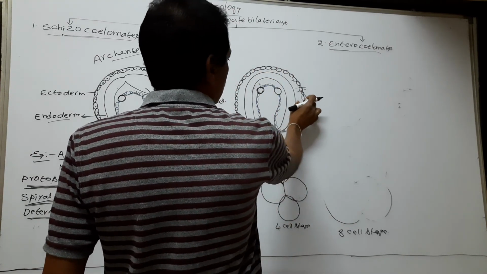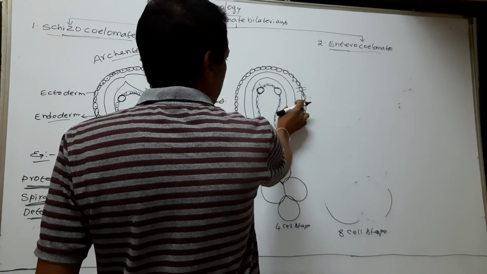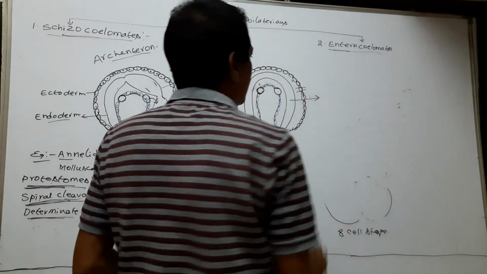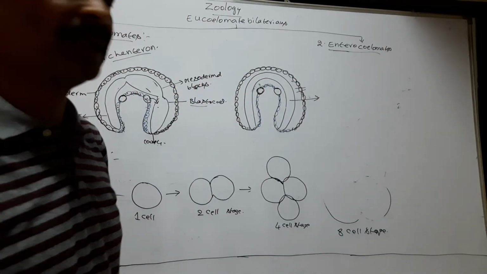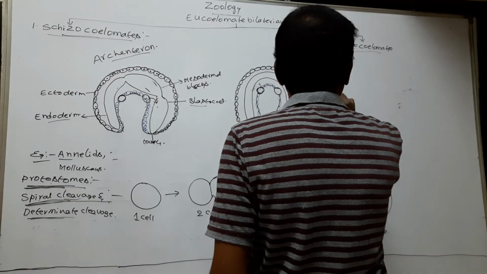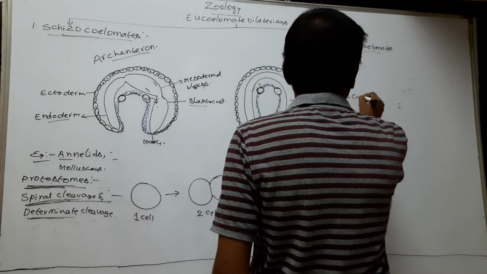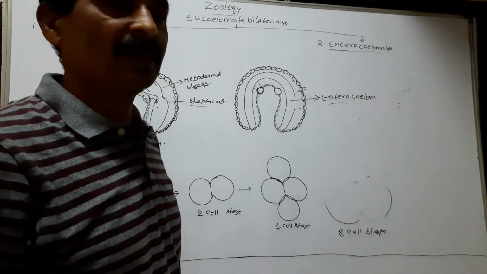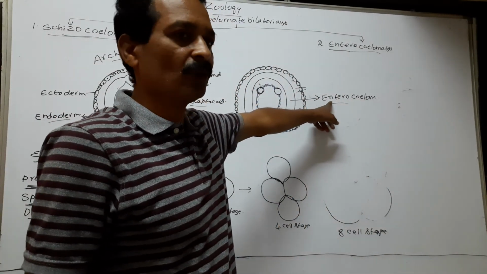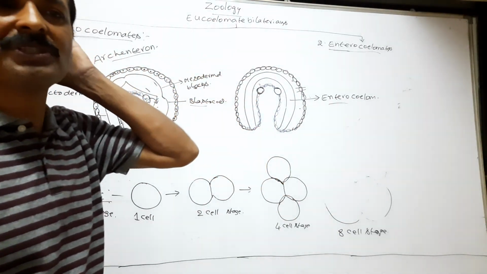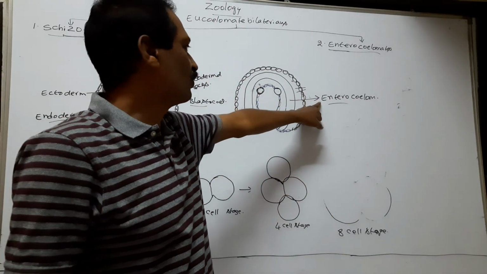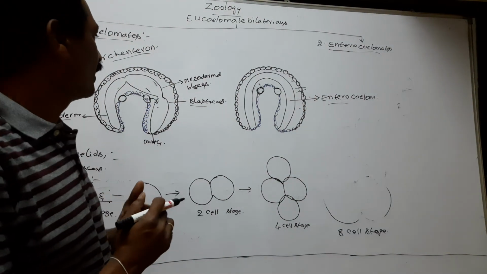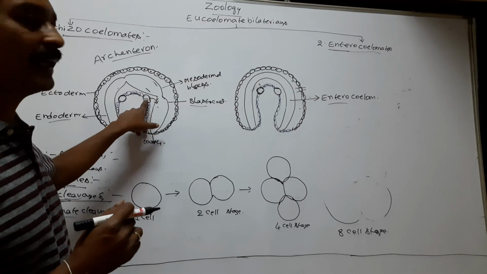So this is the outer mesodermal epithelium. This is the inner mesodermal epithelium. This is the enterocoelom. Here the blastocoel is replaced by the enterocoelom. Enterocoelom is a eucoelom or true coelom. So enterocoelom is formed by the mesodermal pouches of the archenteron.